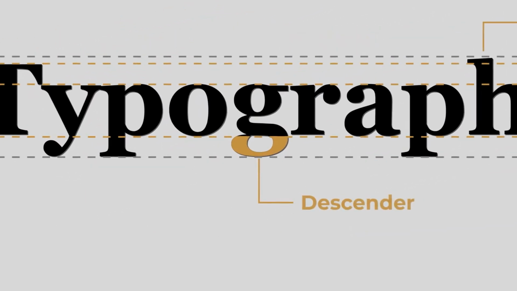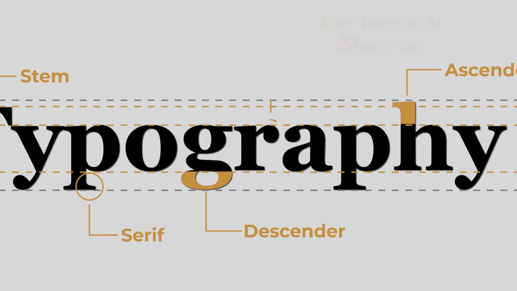So let's get started. We have already discussed what is baseline, cap line, mean line, ascent line, descent line, ascender, descender, stem, serif, and ear. Now there are few parts that were left, so we will discuss them in this video.